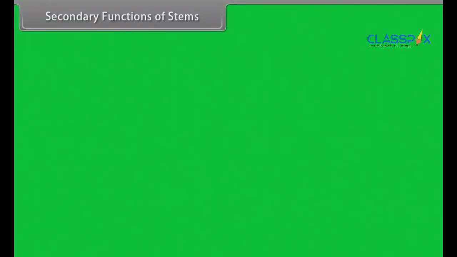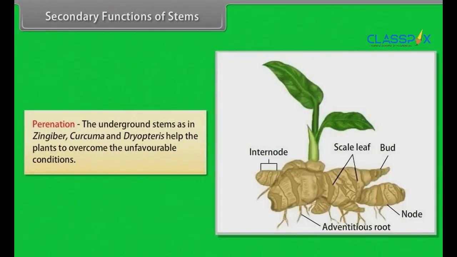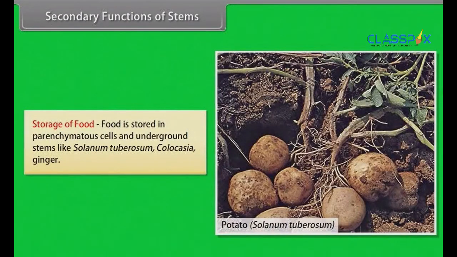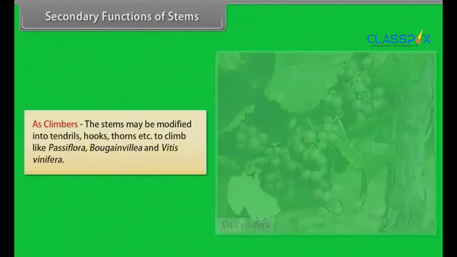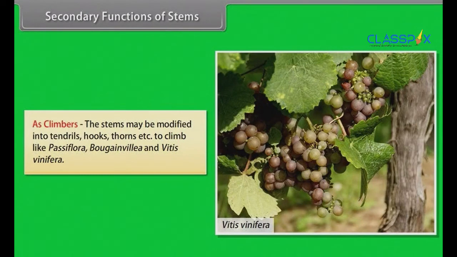Secondary functions of stems. Perenation. The underground stems, as in zingiber, curcuma, and Dryopteris, help the plants to overcome the unfavorable conditions. Storage of food. Food is stored in parenchymatous cells in underground stems like Solanum tuberosum, Colocasia, ginger. As climbers, the stems may be modified into tendrils, hooks, thorns, etc. to climb like Passiflora, Bougainvillea, and Vitis vinifera.